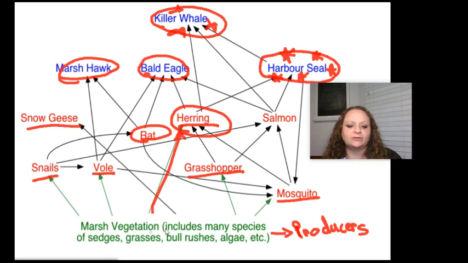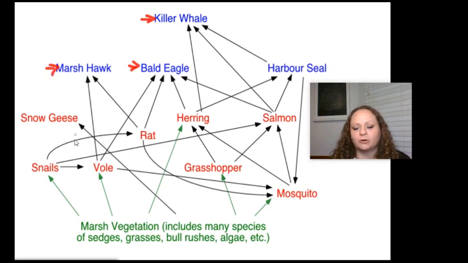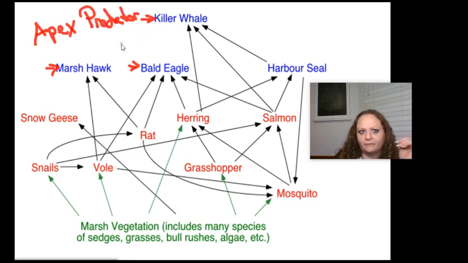So you see, as we move up, energy is flowing in the direction of the arrows. So in this case, the energy from the vegetation is flowing into the herring, which is a fish, and the herring's energy is flowing into the bald eagle. There are a couple of other things that I wanted to point out on these as well. These guys that are at the very top, that nothing is eating. So this killer whale, there's nothing eating the killer whale. There's nothing eating the bald eagle. There's nothing eating the marsh hawk. These are what we would refer to as an apex predator. These guys are at the top of their food chain.